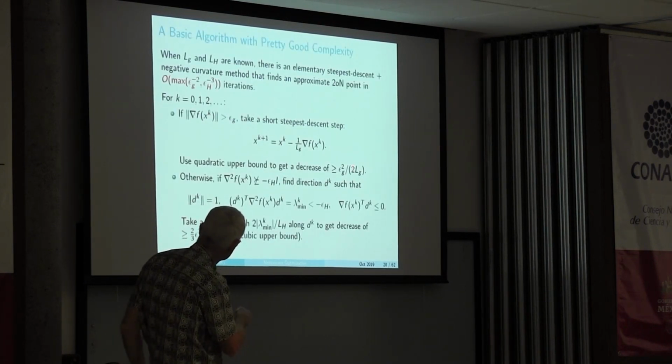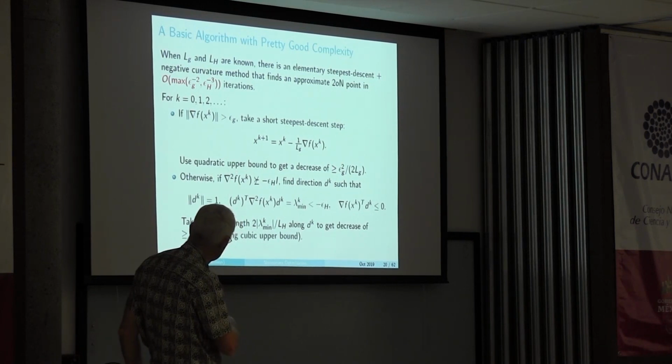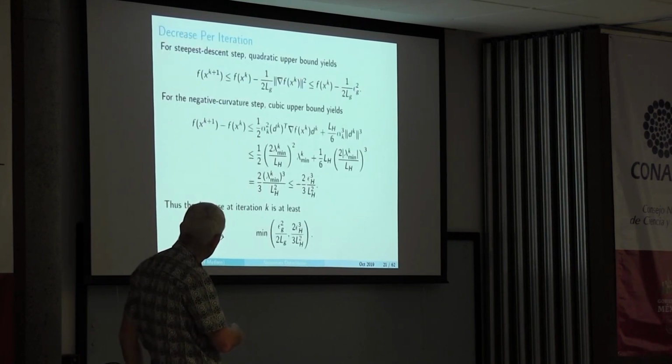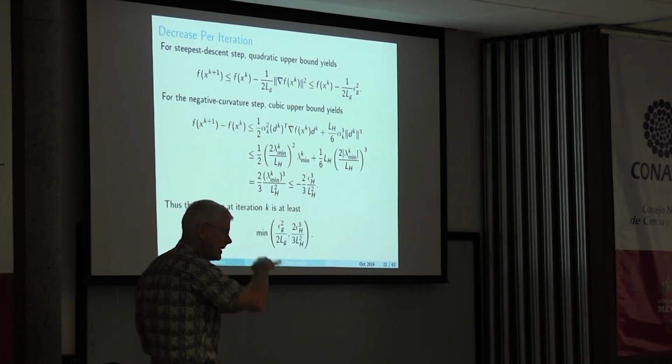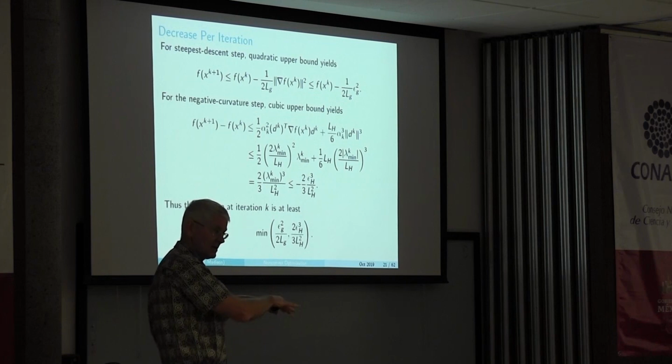This much improvement. And so you can show that for either kind of step. If you take this kind of step, you get this much improvement. If you take this kind of step, you get this much improvement. So in every iteration, you're at least getting this much improvement in f. You're at least making a certain amount of progress, okay, towards finding the minimum.